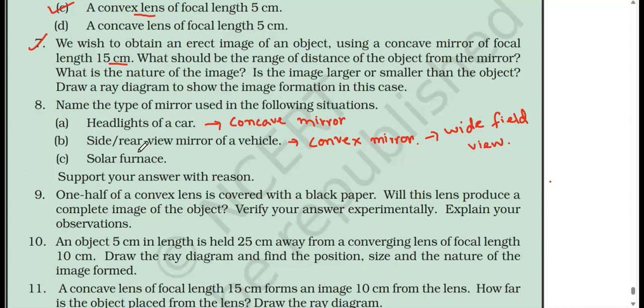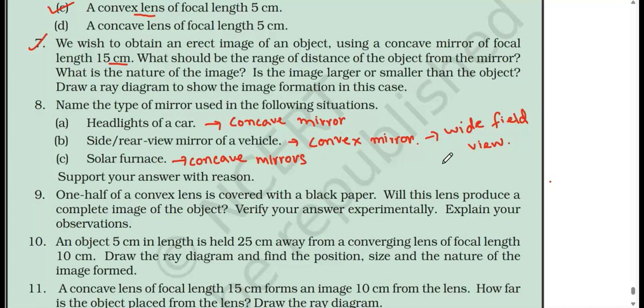Now coming to question number C, solar furnace. In solar furnace again we use concave mirrors. Why we use concave mirrors? Because concave mirrors are convergent mirrors. They are used to construct solar furnaces because they converge the light that is incident on them at a single point, which is called focus. Hence, they can be used to produce a large amount of heat at that point.